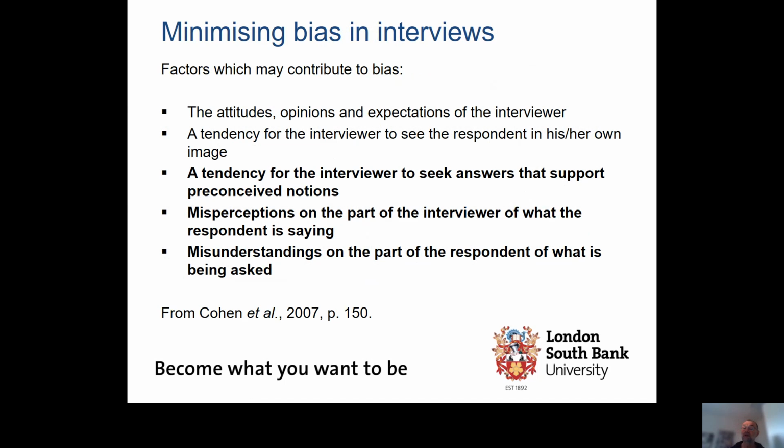Minimizing bias. You may have already done your interviews, and that's fine. This is something you could think about in terms of how you went about doing your interviews. If you are still to do your interviews, these are some things to think about. Things that contribute to bias: the attitudes, opinions, and expectations of the interviewer. So think about, if you were using interviews, how could your attitudes or opinions have got in the way of objectivity? Is it possible that you could have asked questions in a biased way?